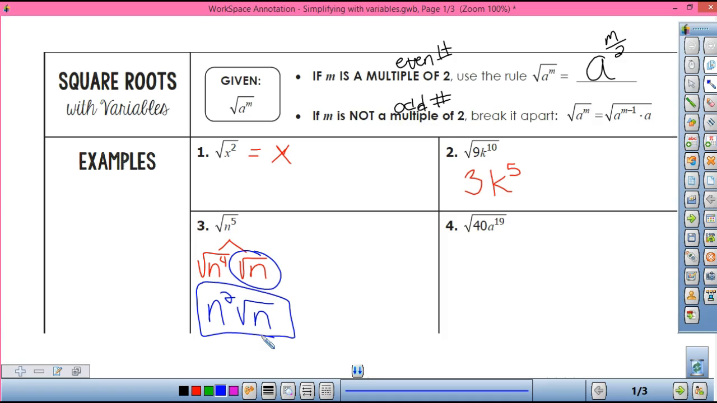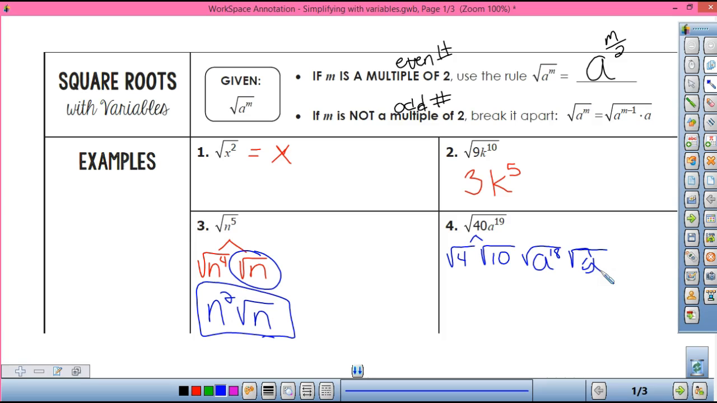Okay, so here we have the square root of 40, right? First we're going to split 40 into the square root of 4 and the square root of 10. And then we're going to subtract 1 from a to the 19th because it's odd, right? So we have the square root of a to the 18th and the square root of a. This pen is going to be the death of me today. I apologize for my horrible writing, but it's just not working.